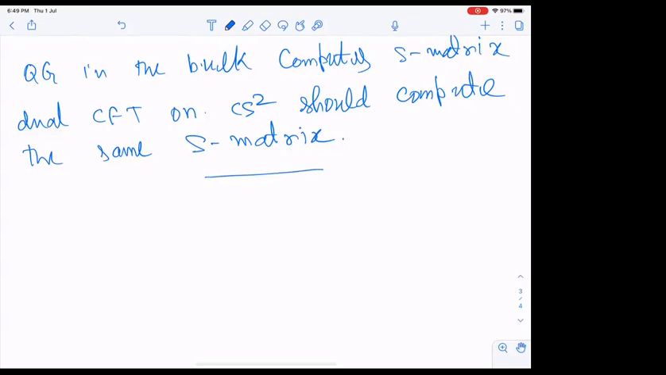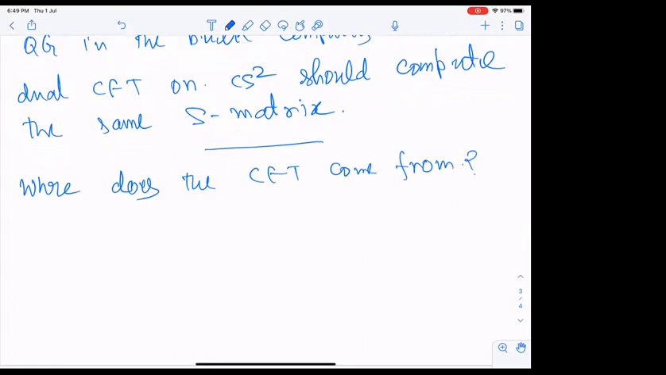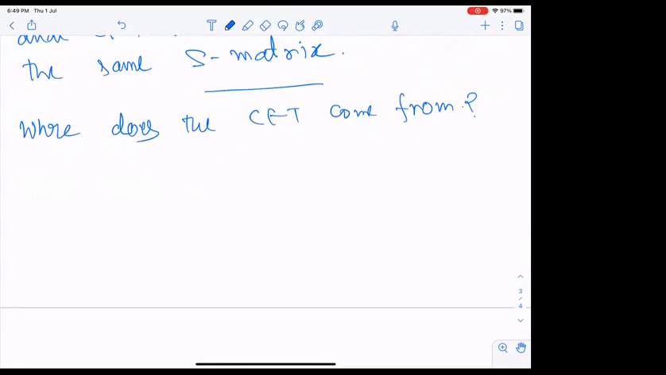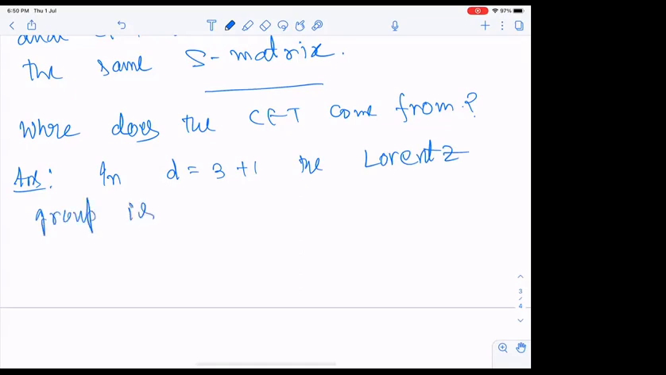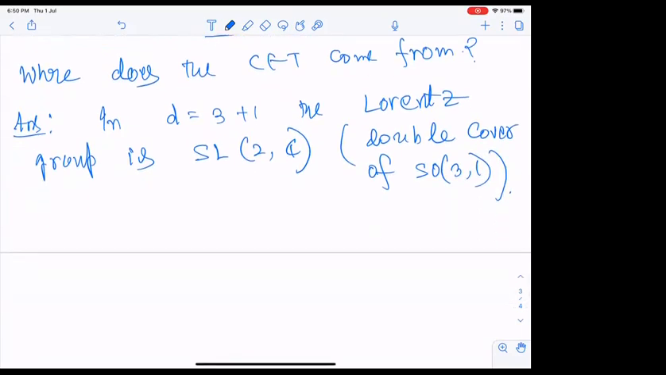Now, let me explain it point by point. Where does the CFT come from? Well, it is not completely, but one way to see this depends on these facts. Number one is that in D equals 4, or 3 plus 1, the Lorentz group is SL2C. This is actually the double cover of SO(3,1).